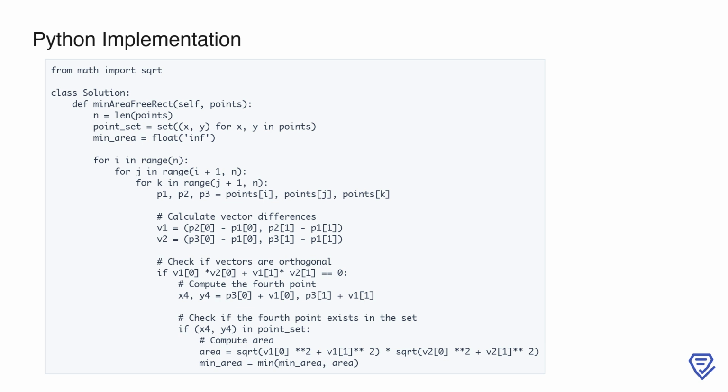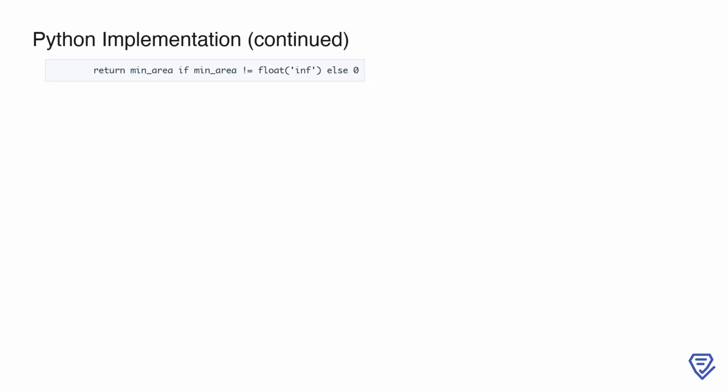To check if these vectors are perpendicular, we use the dot product. If the dot product equals 0, the vectors are orthogonal, meaning they could form two sides of a rectangle. Now, we compute the coordinates of the fourth point required to complete the rectangle by adding vector v1 to the coordinates of P3. This gives us the potential position of the fourth corner of the rectangle. If the calculated fourth point exists in the set of input points, we proceed to compute the area of the rectangle. The area is calculated as the product of the magnitudes of vector v1 and vector v2, which are the lengths of the rectangle's sides.